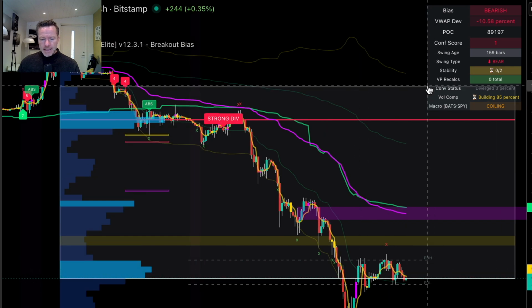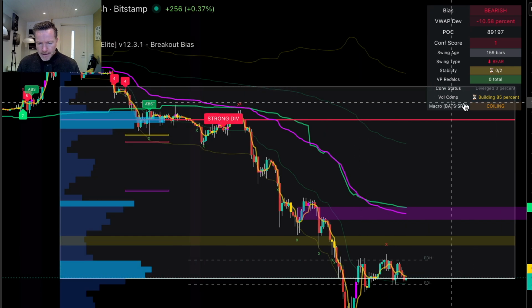If we look at the volume composition, it is building 85%. This is huge. This isn't capitulation selling. This isn't panic. This is controlled distribution. Institutions are building positions, meaning they are systematically offloading their Bitcoin holdings into retail buying. When you see building in a bearish regime, it confirms the trend. They are not done selling.